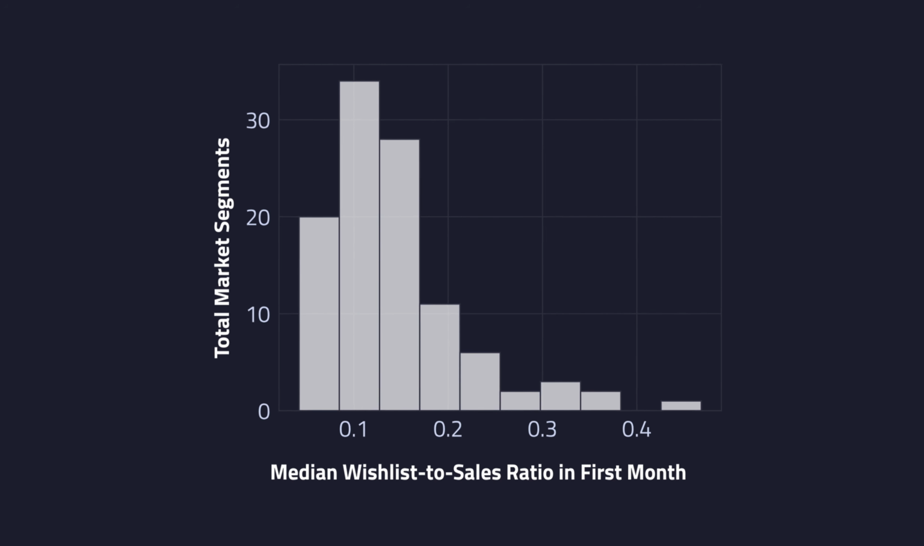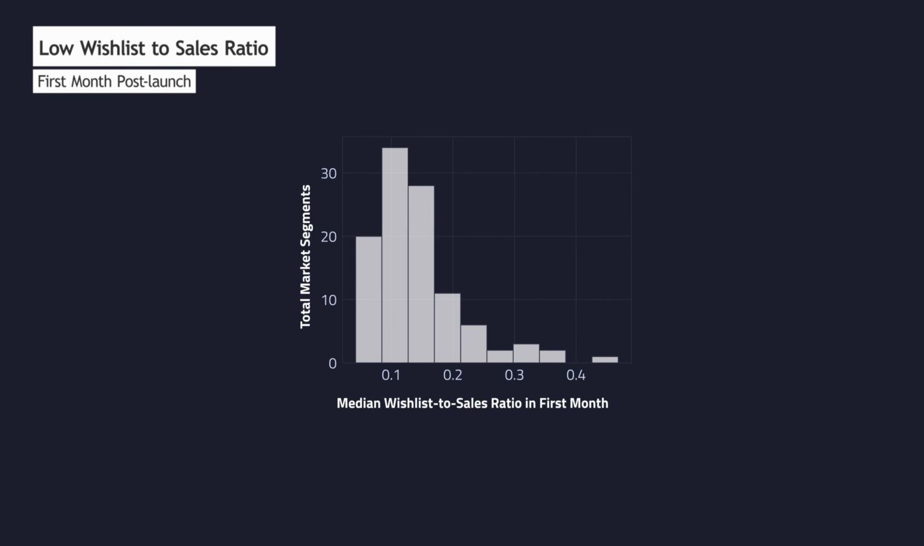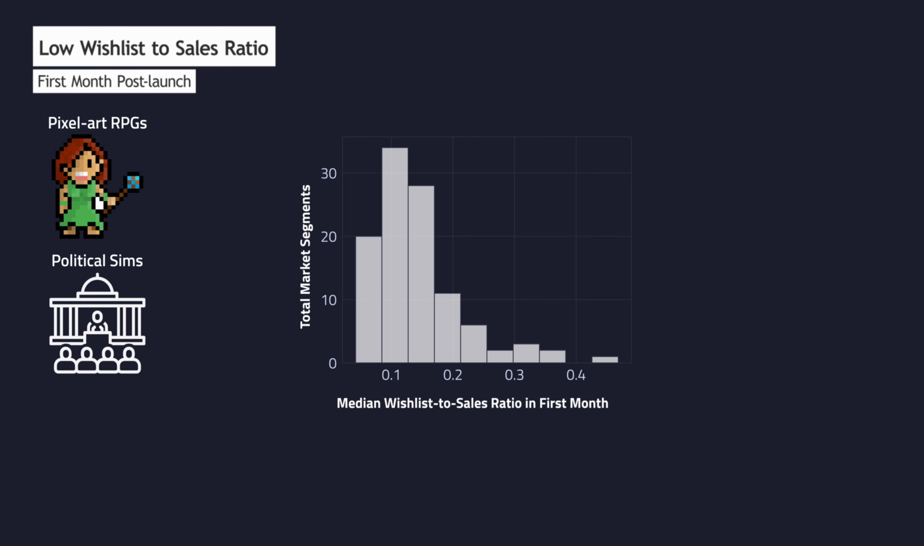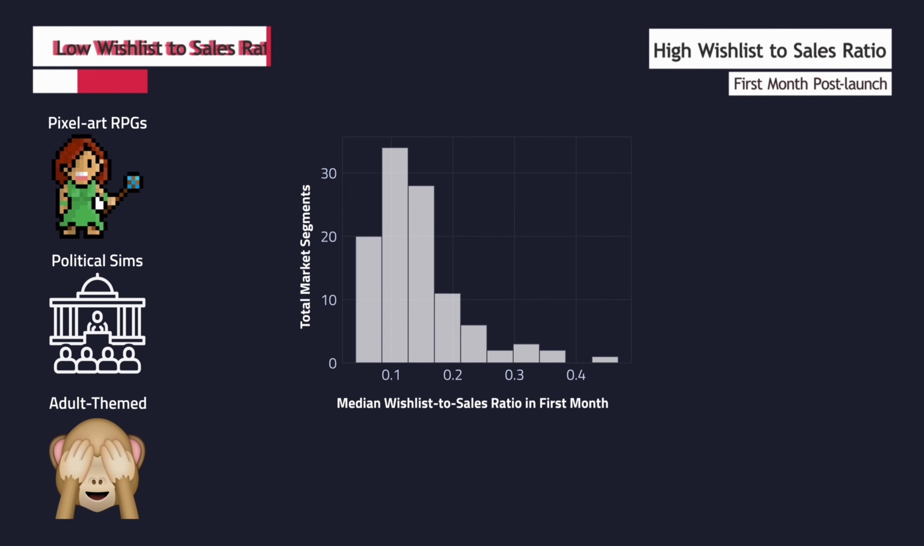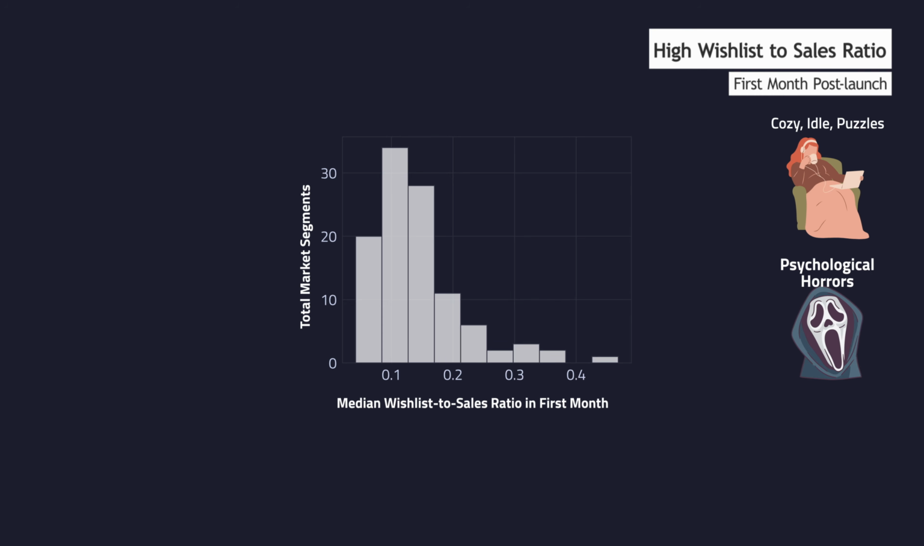And I'll just touch on this generally, but market segments that appeared to have a slightly lower ratio were things like pixel art RPGs, political simulators, and certain adult-themed content. I don't know if certain NSFW market segments get fewer reviews, and therefore our estimates are wrong, but I'd love to hear your thoughts in the comments. Anyway, the segments that saw slightly higher ratios were things like cozy, idle puzzle games, some segments of psychological horrors, and interestingly, fast-paced arcade Bomberman-like mechanics.